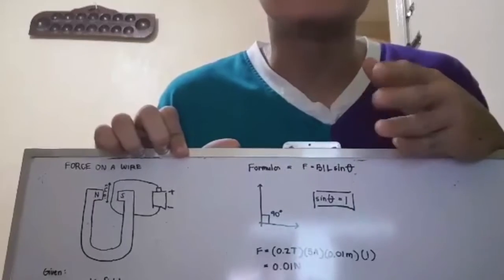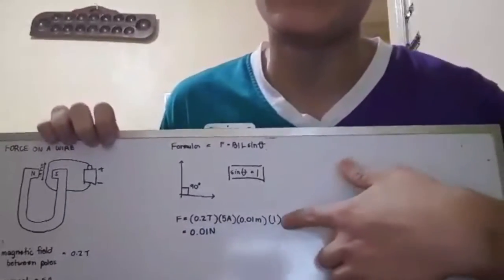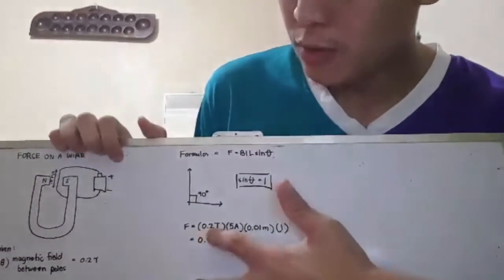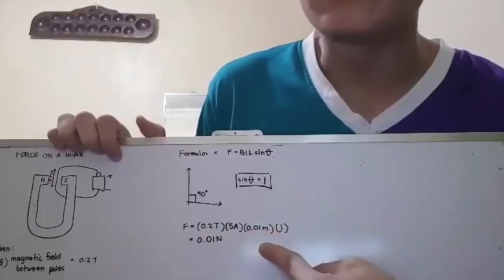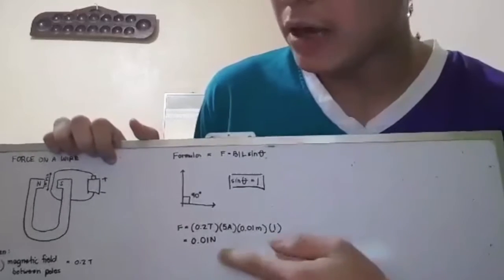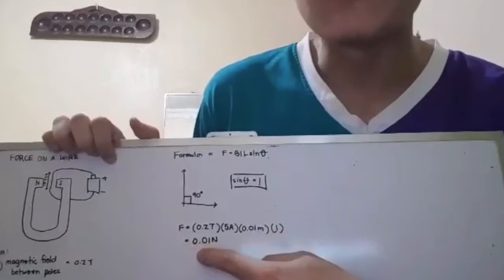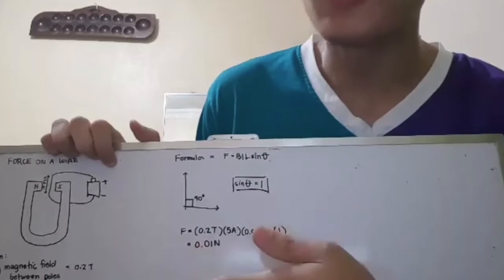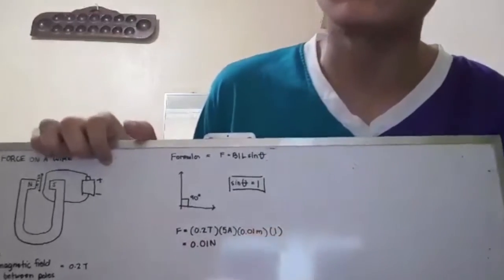The force can be evaluated as this, but for the sake of example, I'm going to put 1. Force is equal to 0.2 multiplied by 5 amperes multiplied by 0.01 meters times 1, which, if you calculate it, is equal to 0.01 newtons. So the force on the wire is equal to 0.01 newtons.